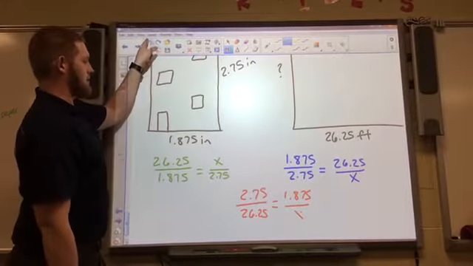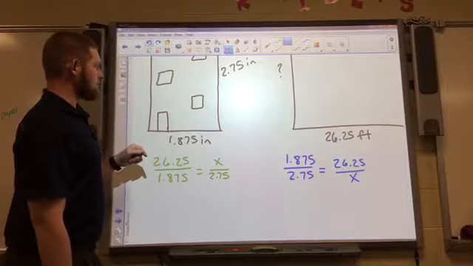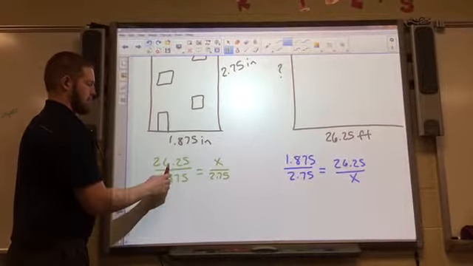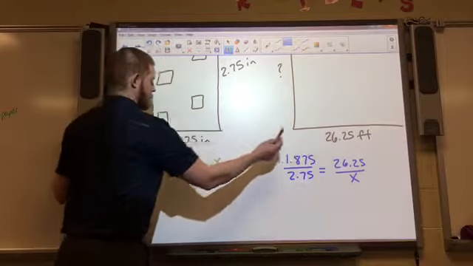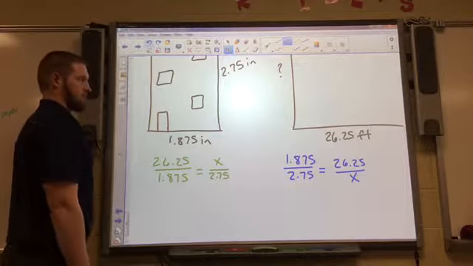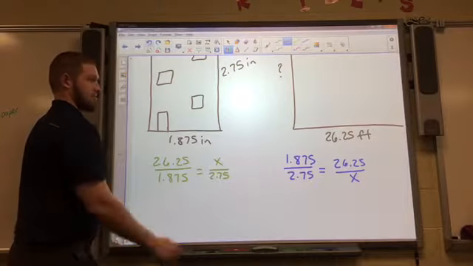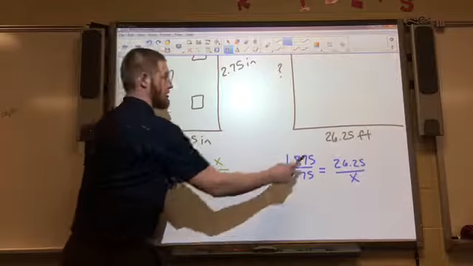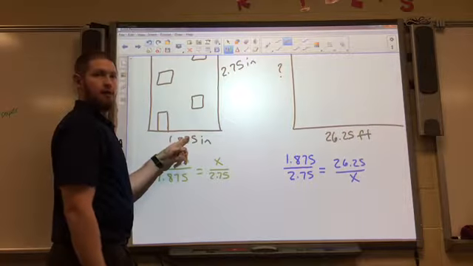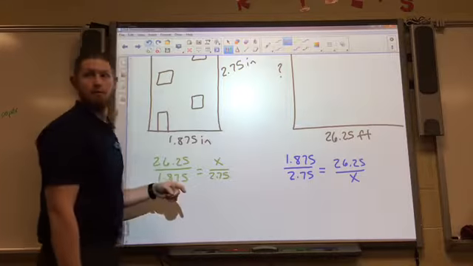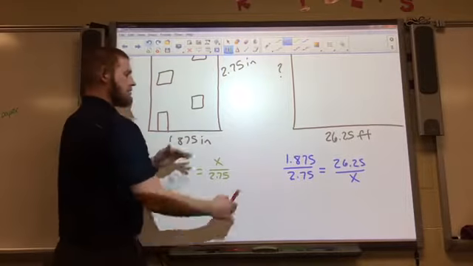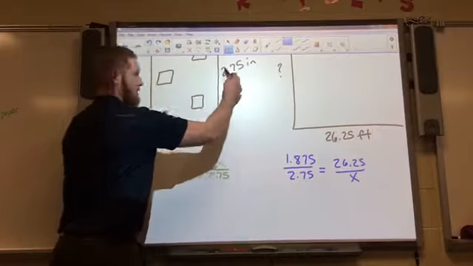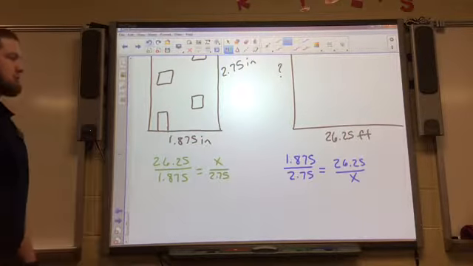Okay. Another way that you would have to be careful, what if we took this one, okay, 26.25 over 1.875, that's good, but what if I put 2.75 over x? That one wouldn't work because I started here and went to here, and then I flipped and started here and went to there, right? Okay, just keep things in mind. You got to do everything in the same order. If you start here and go here, you need to start there and go there. Okay? So just be aware of that.